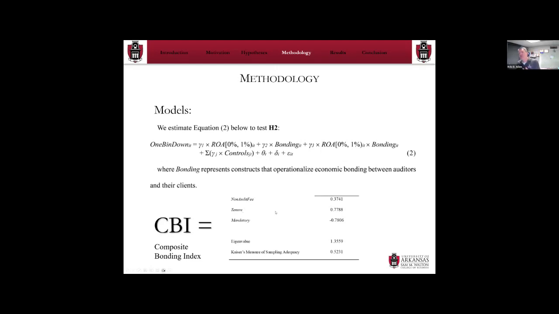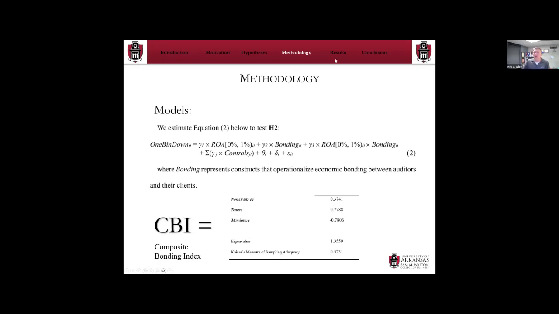And so if you read our study, we do what I said we should do. We show you the different loadings. These are the factor loadings. We show you the eigenvalue on this thing, and we show you the Kaiser measure of sampling adequacy, whether or not we should be doing this, okay? And so this is our test to see whether or not auditors who are bonded are less likely to require audit adjustments that would cause a client to go below zero earnings, okay?